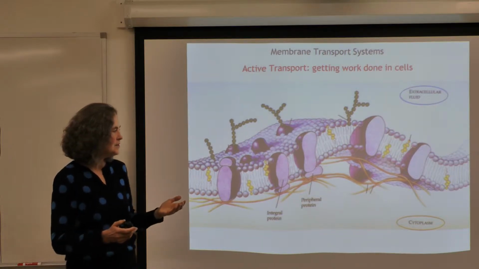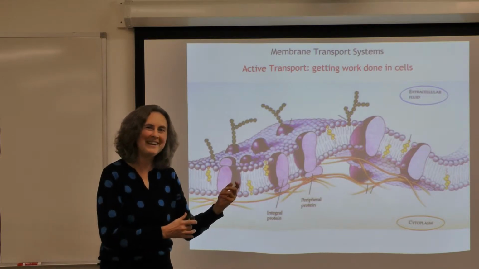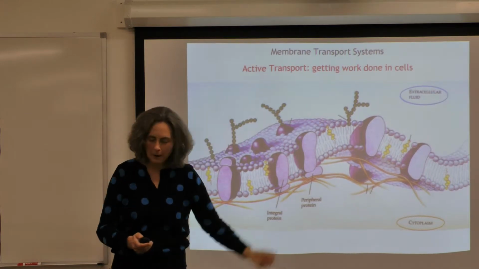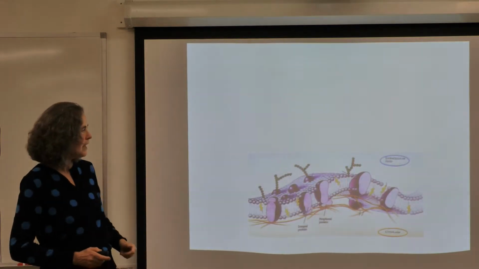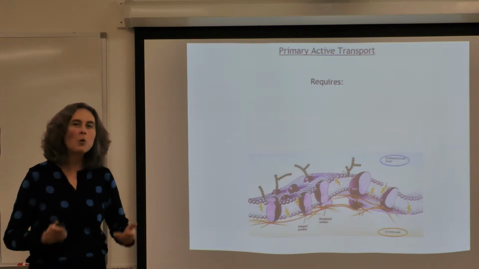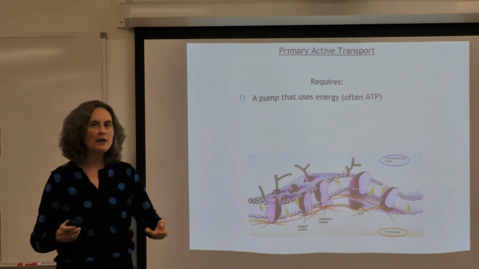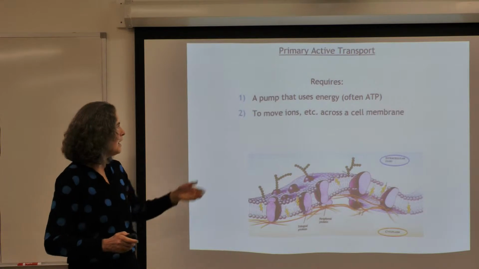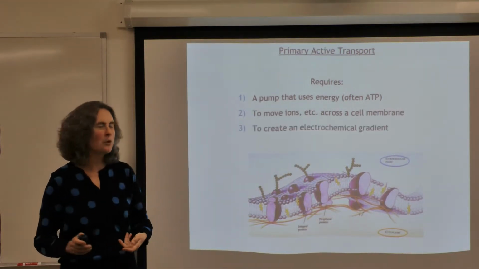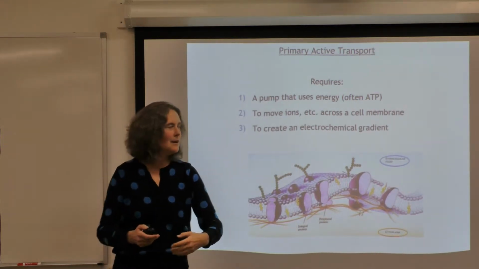But more often, cells need ions and molecules to be in a certain place, often where they don't want to be. And for that, the cell needs to use energy to haul those ions and molecules where it wants them to go. And that's active transport. We're going to start with primary active transport, which requires three things. First of all, it needs a pump that uses energy, which is often ATP. What it's doing with that pump is moving ions across the cell membrane. And the key element is that it's creating an electrochemical gradient.